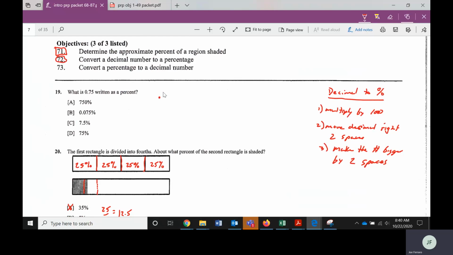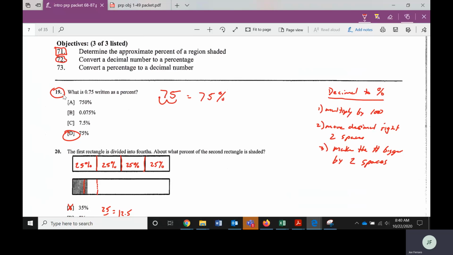So if we have 0.75, we need to go 1, 2. Now the decimal ends up there, and it's 75%. Okay, and for this section, we'll get to harder ones, but for this section, they are pretty much that easy.